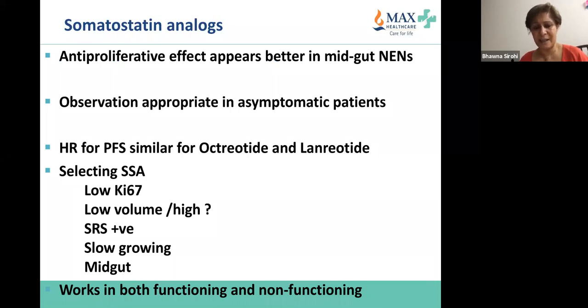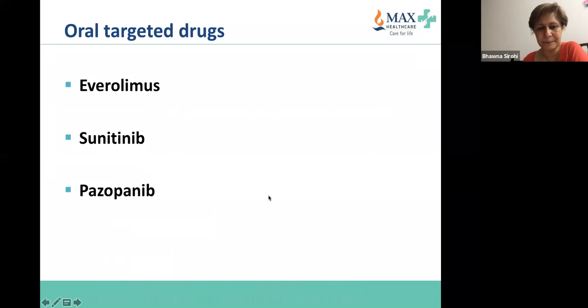Volume of disease, again, there is a lot of controversy. You can give it in high volume disease as well if the function of the organ is maintained. SRS positive, slow growing when you look at the tempo of progression on the scans. And midgut, but again, we tend to use it in pancreatic neuroendocrine neoplasms as well. It works both in functioning and non-functioning tumors.